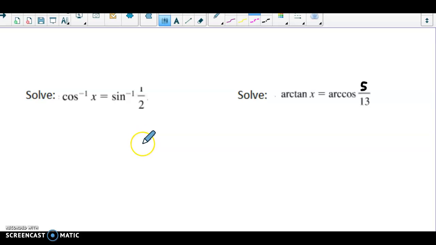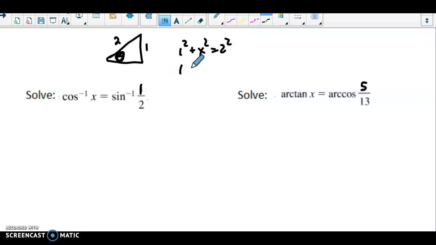Cosine inverse of x equals sine inverse of 1/2. For this type of problem, we're going to use a little u substitution, okay? Sine inverse of 1/2 means what angle theta do I take the sine of and get 1/2? In other words, opposite over hypotenuse would be 1/2. And I'm going to make the whole triangle here 1 squared plus x squared equals 2 squared. So 1 plus x squared equals 4. That means x squared equals 3. So I know this is the square root of 3.